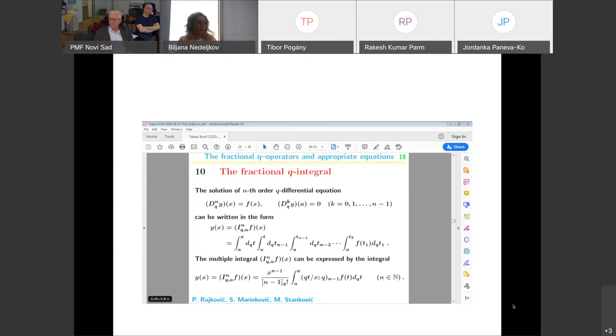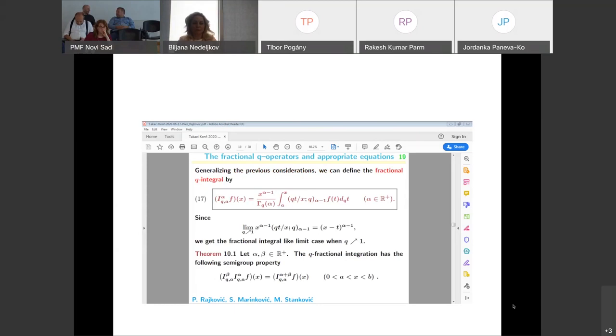The fractional integral is defined in the same manner as in fractional calculus. So we define the q integral, and after that we are ready to define the fractional integral. So here we have a function and the integral from a to x. It becomes a fractional q integral. Here it is very important that we introduce the general lower limit a, which is not zero. We will focus on using the lower limit a instead of zero. For us, it's very important.